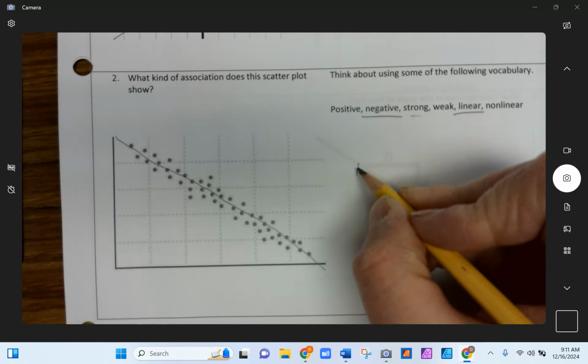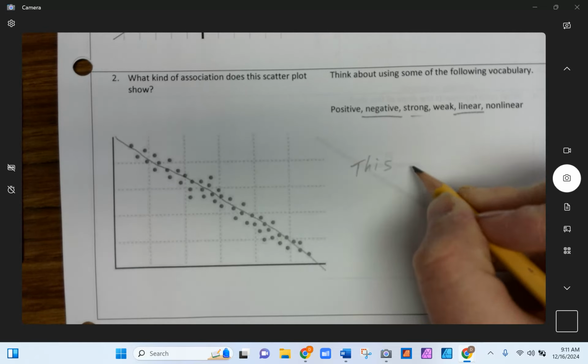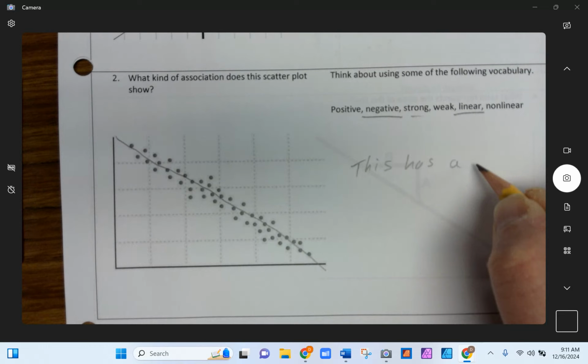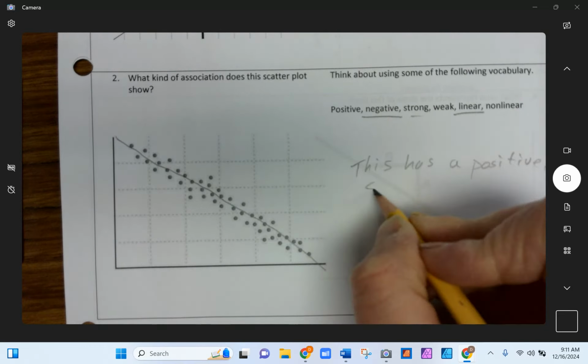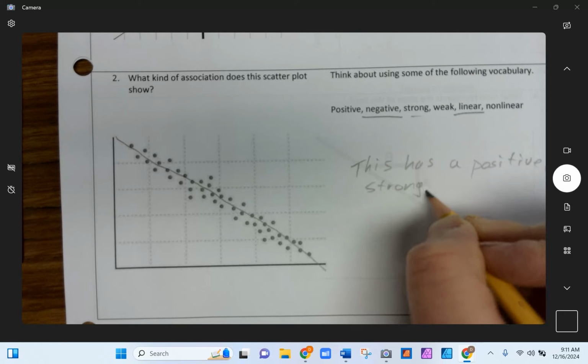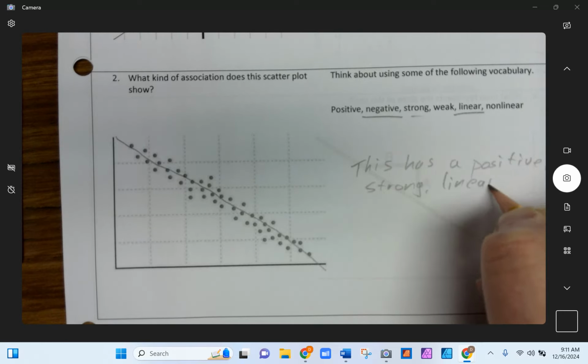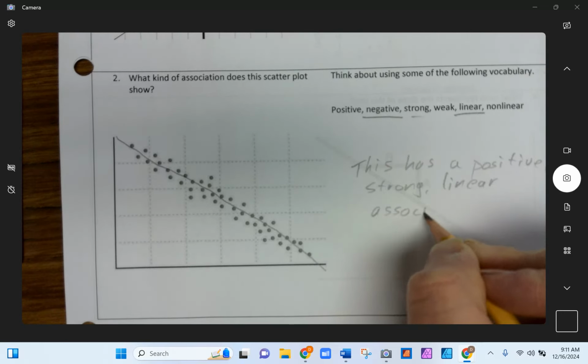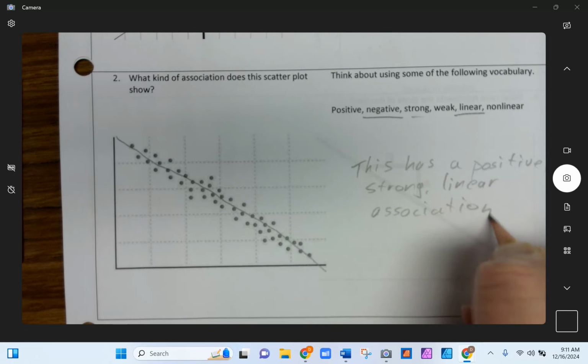So we would say this has a positive, strong, linear association. Okay.